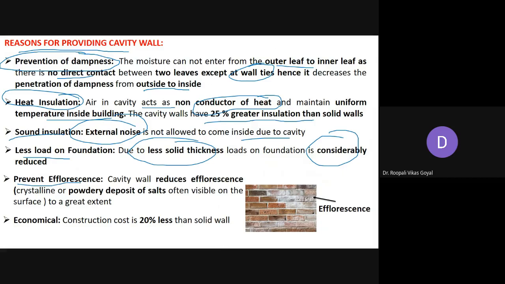Also, it is helpful in preventing efflorescence. Efflorescences are nothing but powdery deposits of salts that are sometimes visible on the brick wall. If you go for this cavity wall, there are fewer chances, and the efflorescence is greatly reduced because of the separation between the two walls. Also, it is economical, because less material is used. That's why the construction cost is also reduced by around 20% compared to the solid wall.